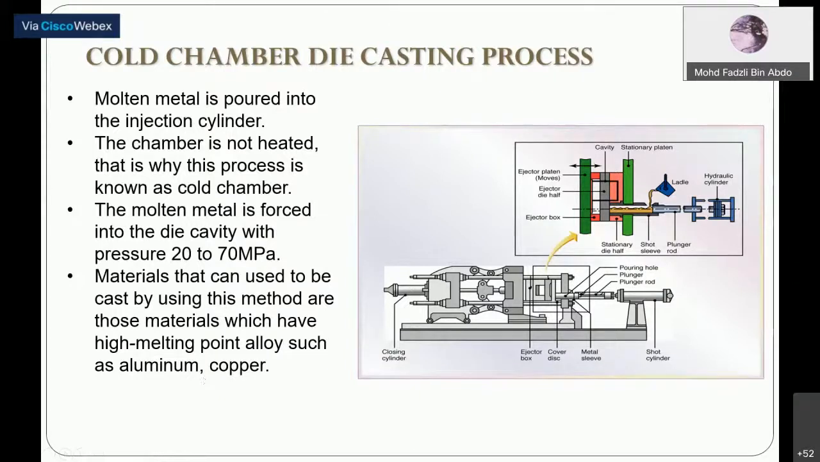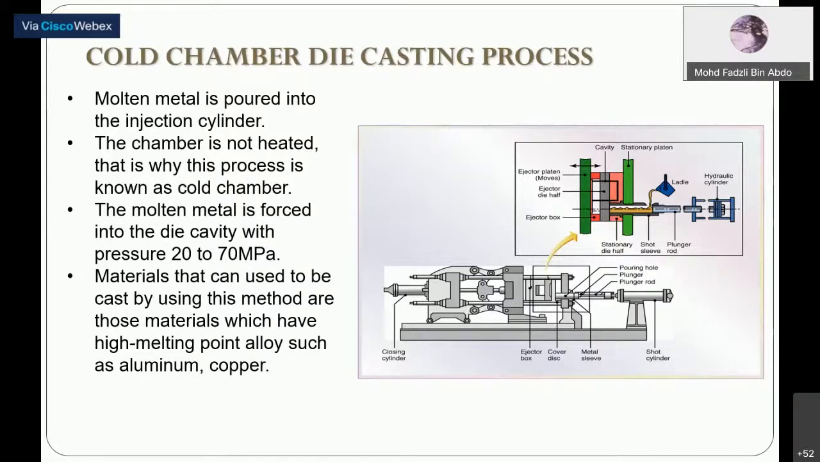That's why kita menggunakan cold chamber. Sebab material yang boleh dicast adalah yang high melting point. Kalau high melting point maksudnya metal tadi kita akan heat berasingan, lepas tu baru kita tuangkan ke dalam die casting process.